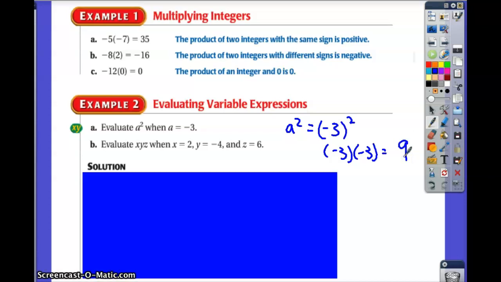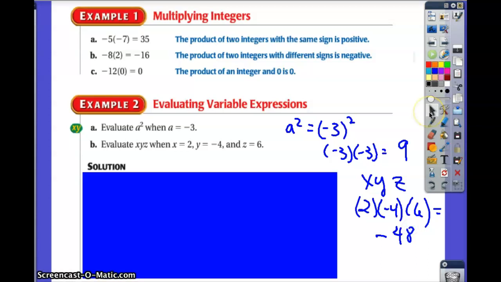On B, evaluate x times y times z when x equals 2, y equals negative 4, and z equals 6. Now remember, if you're multiplying more than 2, you count the number of negatives. In this case, there's 1, and that's odd. So that means your answer is going to be negative. So then you just multiply like normal. 2 times 4 is 8, times 6 is 48. So negative 48 for your answer.